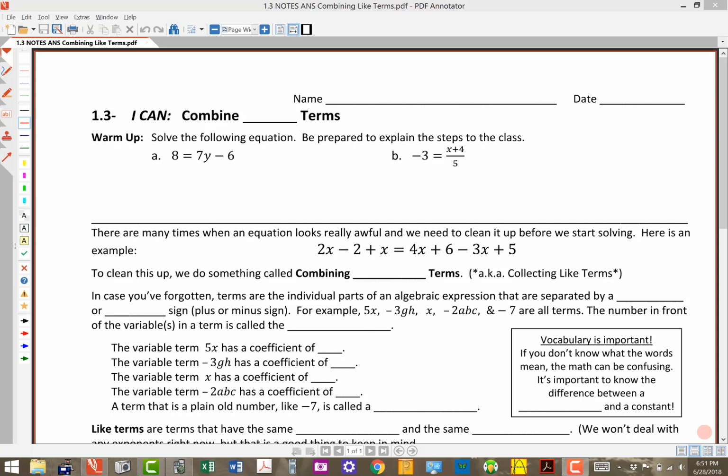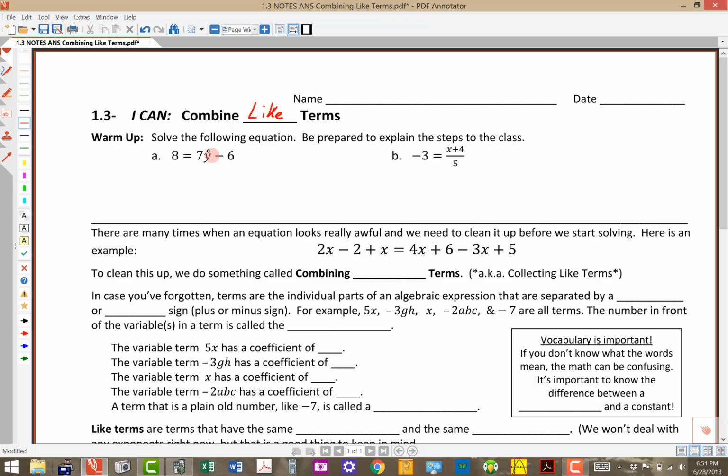Okay, today we're going to talk about combining like terms, and that's the I can statement. So 1.3, I can combine like terms. You've probably done some of this before, but as a warm-up, I'm just going to remind you, these problems right here are fair game for the quiz coming up. So I'm going to quickly go through these.